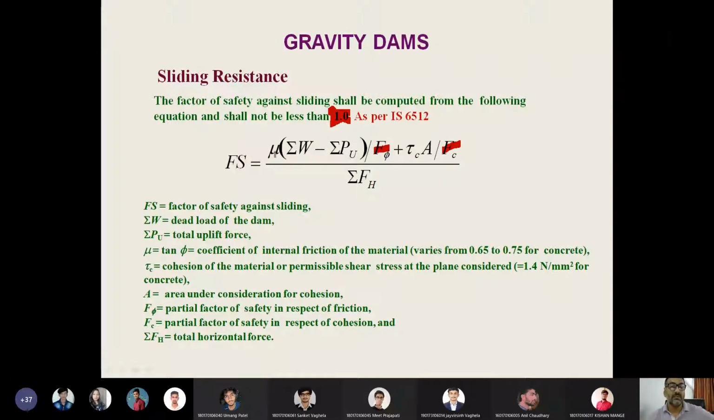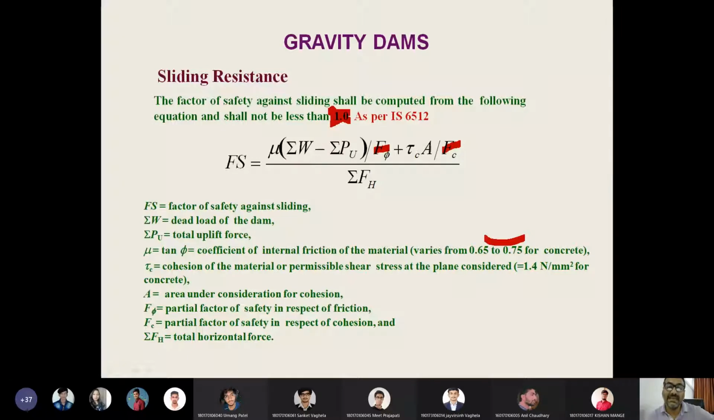Here mu is equal to tan phi, the coefficient of internal friction of the material. That varies from 0.65 to 0.75 for concrete. You could remember this value while doing calculations. If not provided, you should use it. Tau c is the cohesion of the material, or permissible shear stress at the plane considered. That is 1.4 Newton per mm square for concrete. Both are standard values for concrete, and they can be taken.